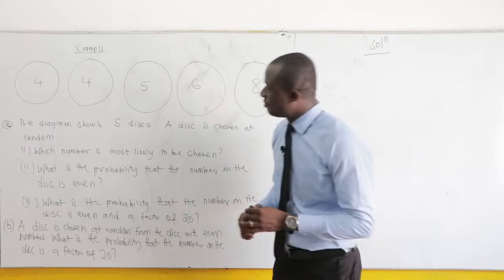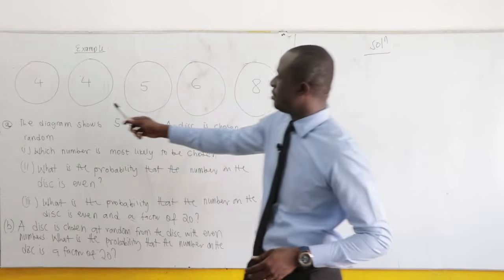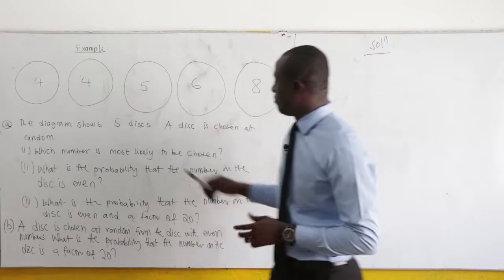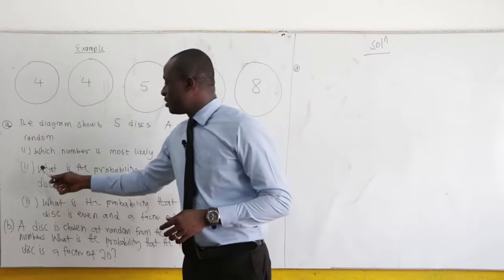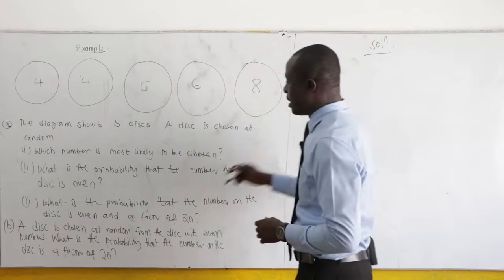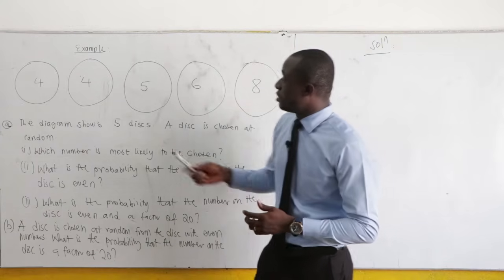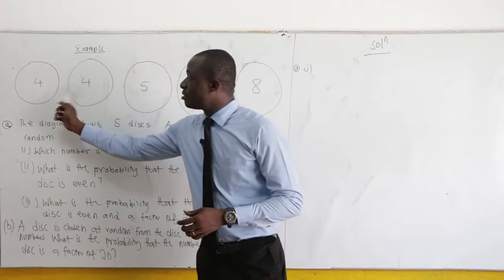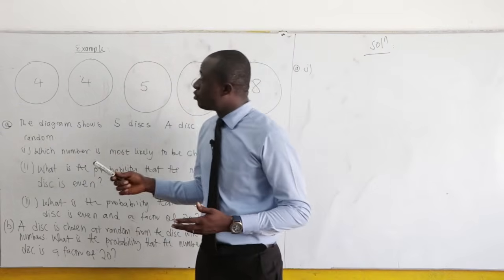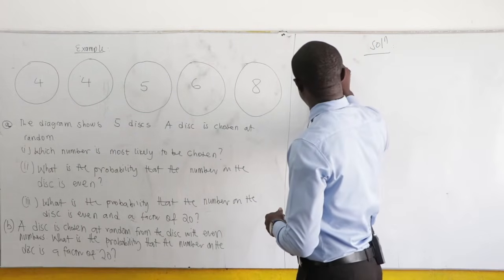Now let's consider this example. The diagram shows 5 discs. So we can see 1, 2, 3, 4, 5. These are drawn to scale, so all of them should be the same. A disc is chosen at random. Which number is most likely to be chosen? Which of them is most likely to be chosen at random? You can see that 4 occurs twice, 5 once, 6 once, 8 once. So the one which will be chosen most is 4.